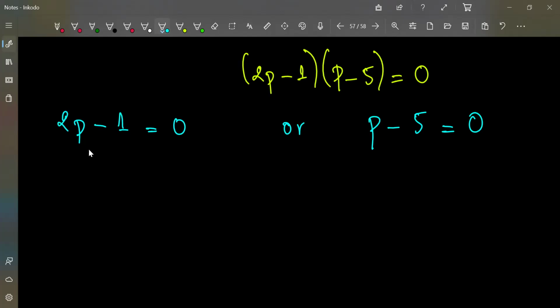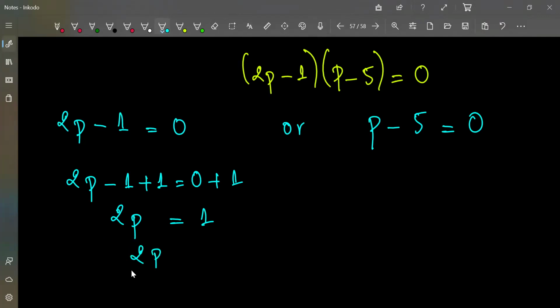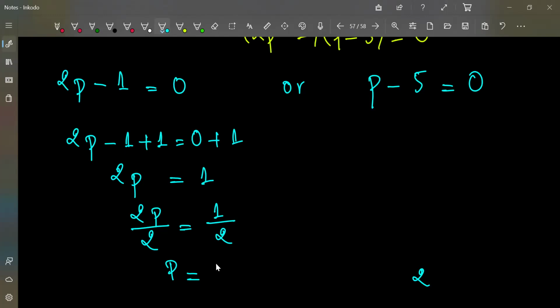So the first equation we can solve by adding 1 to both sides. So 2p minus 1 plus 1 is 0. It means 2p is equal to 1. So now, if you want to find p, you need to divide both sides by the coefficient of p, or in other words, the coefficient of the variable. So now, let's divide 2p by 2 and 1 divided by 2. So we get p is equal to 1 over 2.